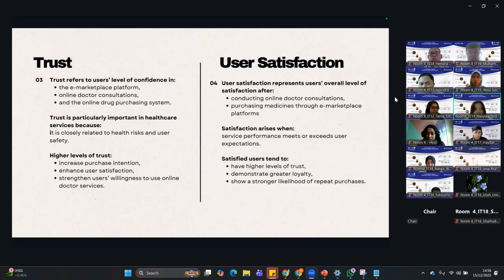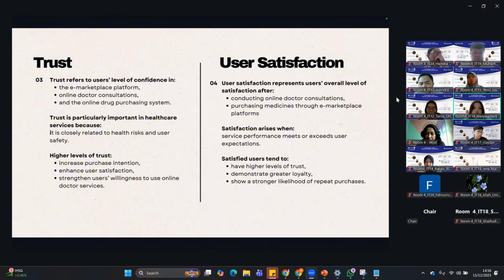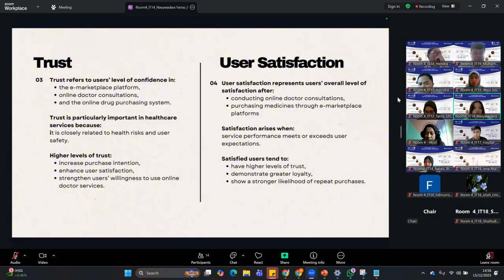For the fourth one, there's user satisfaction. User satisfaction reflects overall evaluation after conducting online doctor consultation and purchasing medicine through e-marketplace platforms. Satisfied users tend to trust the platform more, demonstrate stronger loyalty, and show a higher likelihood of repeat purchases.